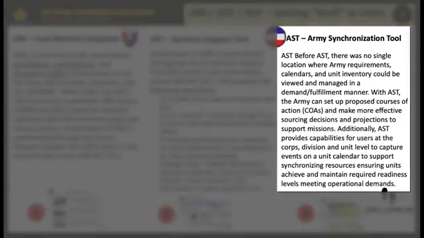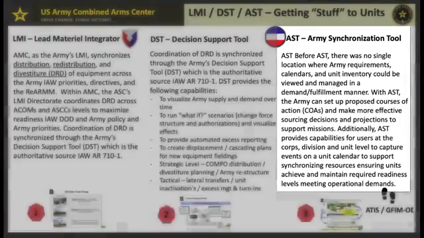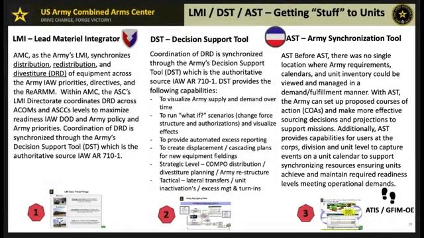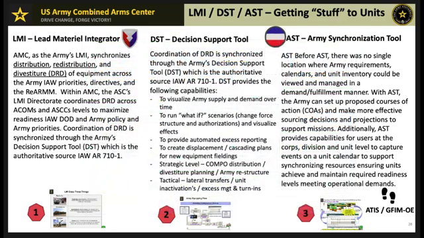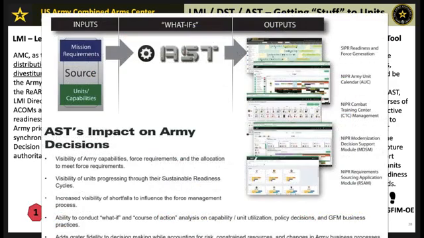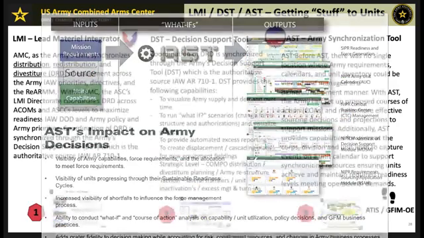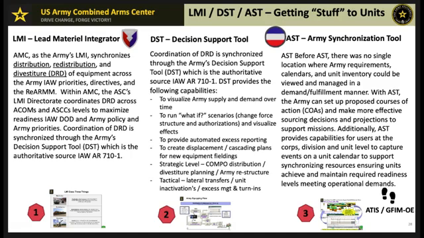AST, Army Synchronization Tool. The AST is a recent addition that helps coordinate Army requirements, calendars, and unit inventory in a central location. It allows users to propose courses of action and managed sourcing decisions. The AST also supports event tracking at various levels to keep units aligned with readiness goals and operational needs. These tools ensure that the right equipment reaches the right units at the right time, improving efficiency and meeting the Army's operational demands.